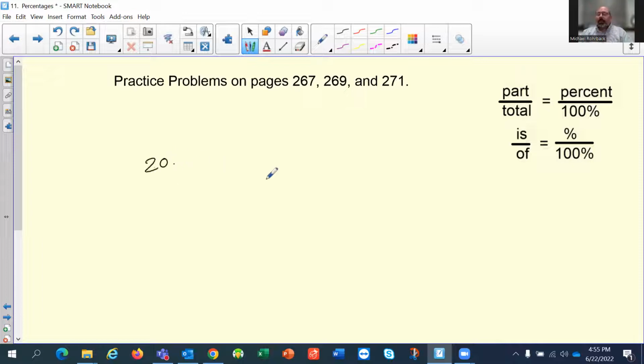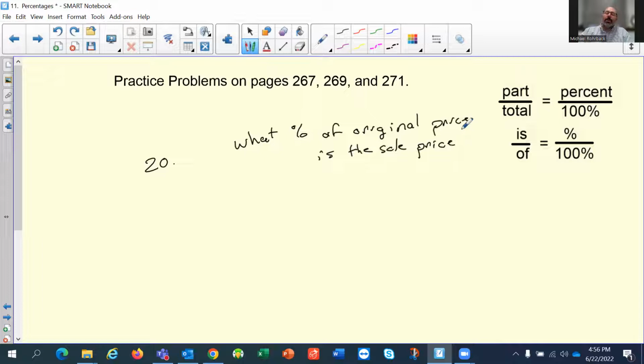So let's take a look at number 20. The following advertisement for sporting goods appeared in the newspaper. What percent of the original price is the sale price? Okay, so they want what percent of the original, O-R-I-G-I-N-A-L. I cannot spell this word. I don't know why. What percent of the original price is the sale price? All right, so here's what I'm looking at.